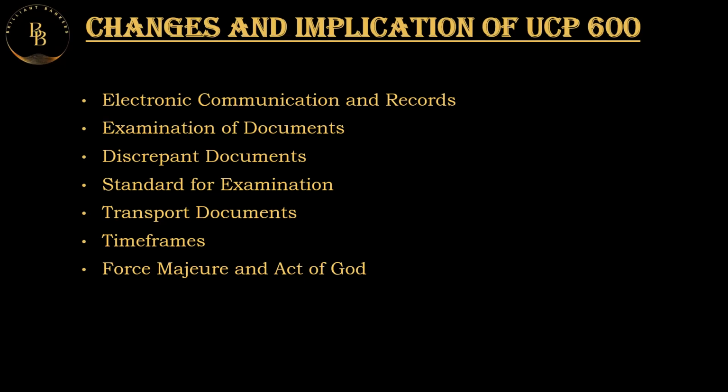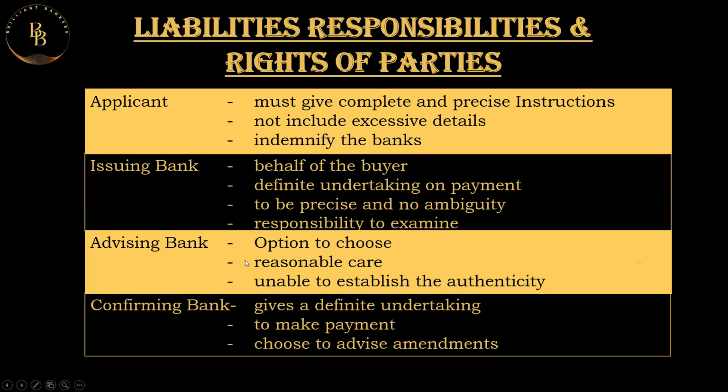So let's know what are the liabilities, responsibilities, and rights of the parties in a letter of credit. The applicant. The applicant of the LC must give complete and precise instructions for issuance of the letter of credit and any amendment thereof. The LC must not include excessive details or give any reference of credit previously issued, to avoid any confusion or misunderstanding. The applicant should indemnify the banks against any obligations imposed by foreign laws.